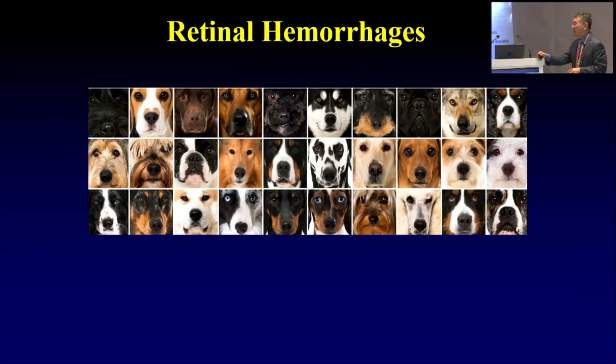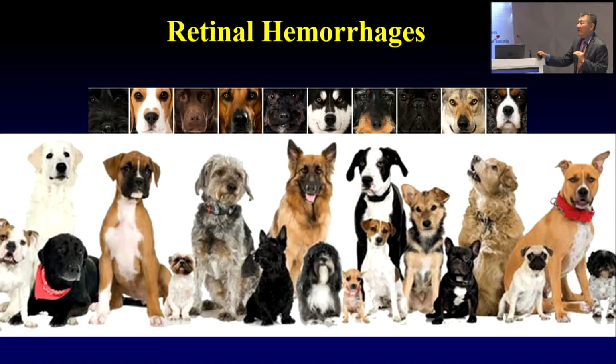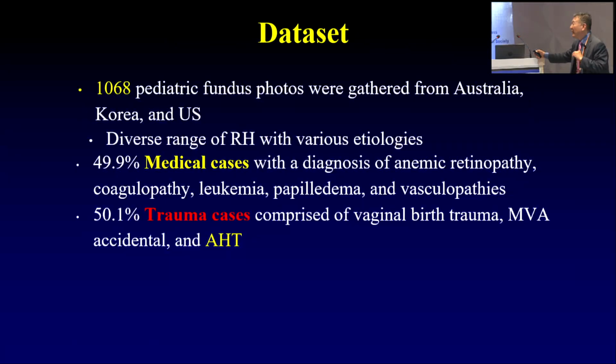So retinal hemorrhages, when you look from far away, they look somewhat similar. I mean, you've seen retinal hemorrhages from diabetes, macular degeneration, and it can be very, very daunting. But if you look very carefully, each one of those hemorrhages has special patterns that we're not going to really go over during this talk, but they all have unique findings, and there's a reason for that. So we collected images from different parts of the world, from Korea, US, and Australia, of various causes, and we broke them down into medical and trauma cases.